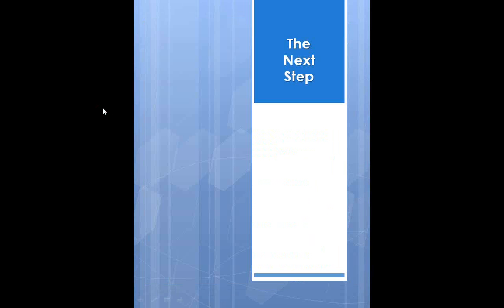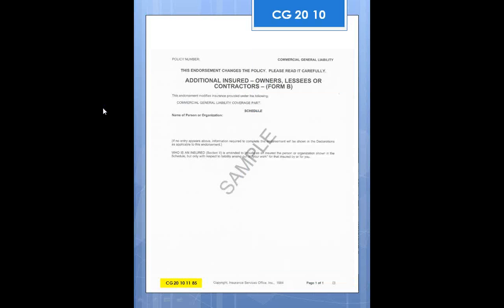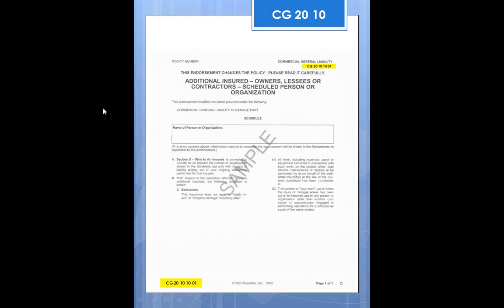All right, the next step. What do we do, and how can we be protected? And there I would tell you that that's a precarious situation that we're in. Okay, Laura, you can go on to the next one. Again, here we were, the 11 of 85, CG 2010, and then Laura, you can go on to the next one. And here we are with the 10 of 01.